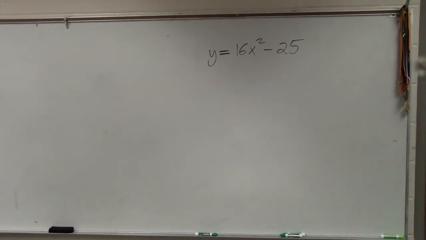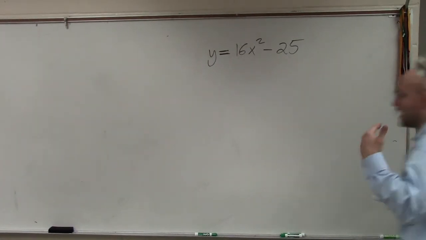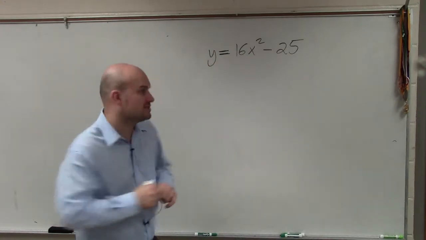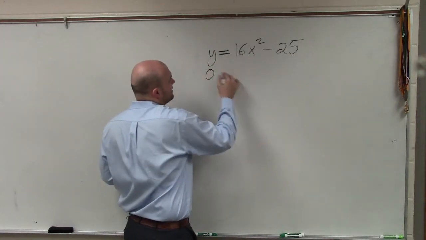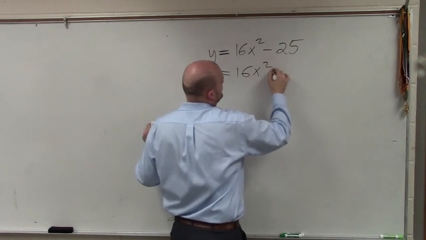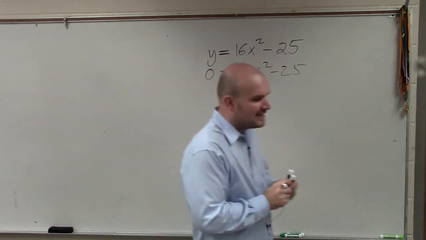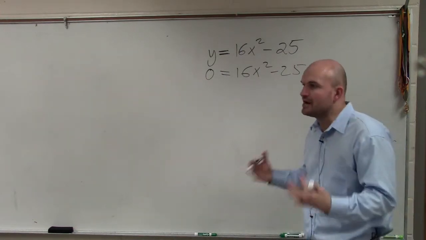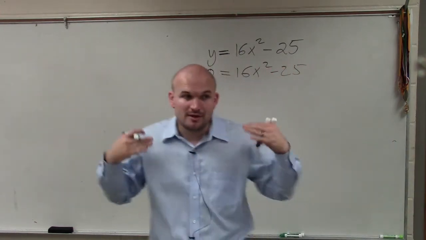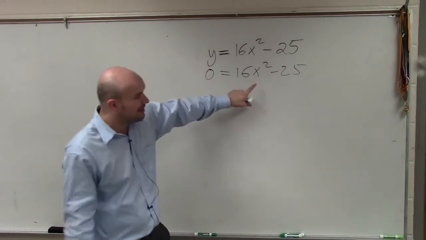All right, so in doing a problem like this, ladies and gentlemen, the first thing we have to do is make sure we set our equation equal to 0. So we say y = 0, now we have 16x squared minus 25. Now, the next thing that we're going to be looking into is being able to identify what type of trinomial we'll have.